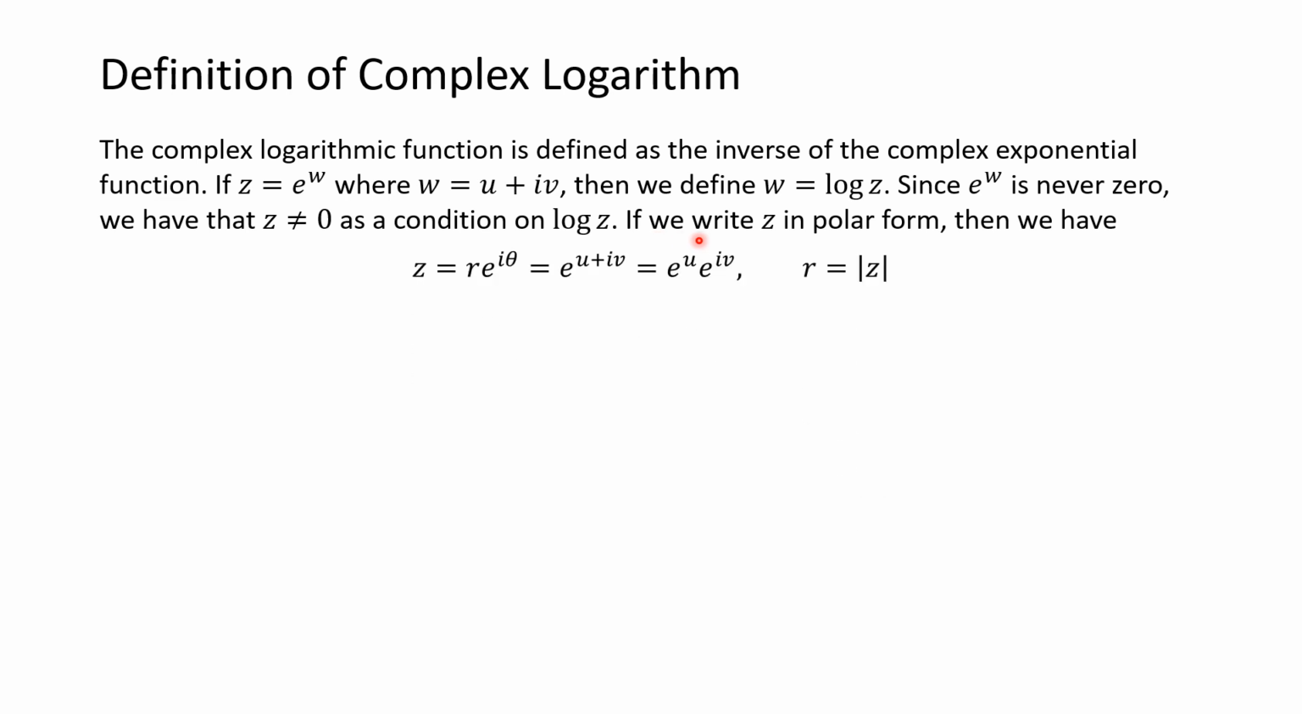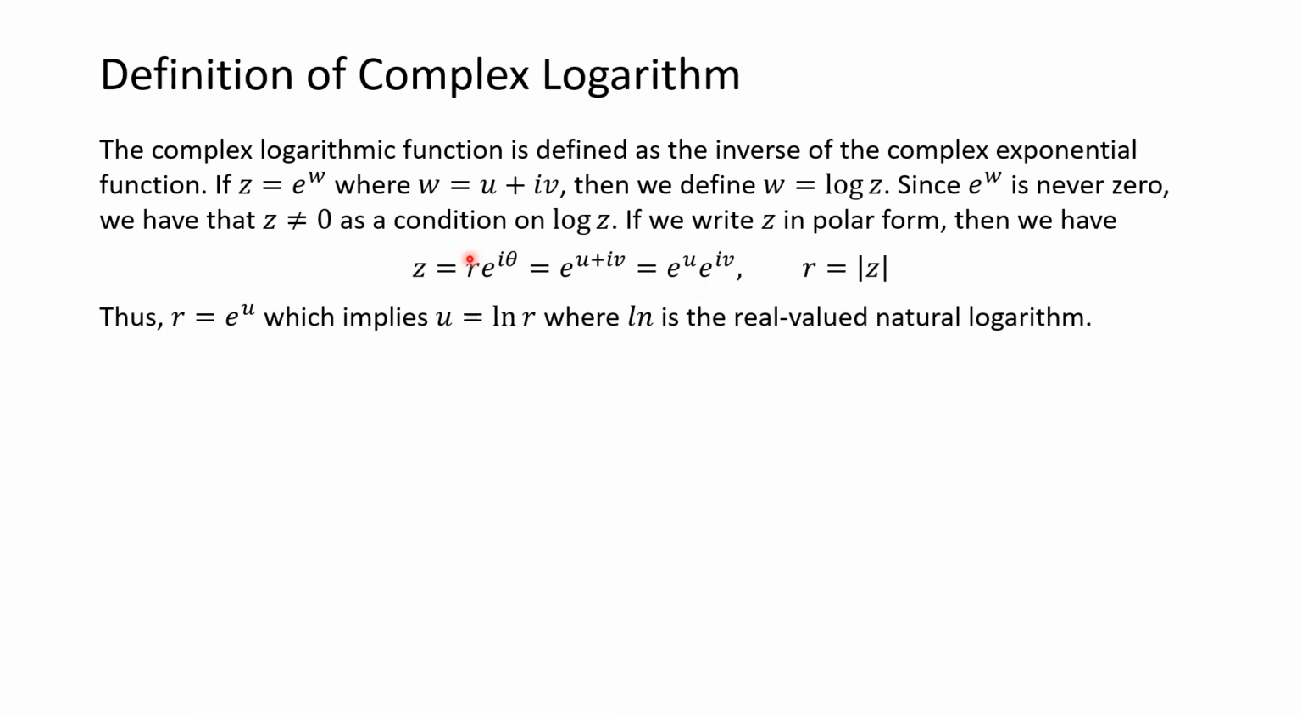We can write z in polar form. Here, r e to the i theta, where r is the modulus of z. And then we can write z using the definition of w here. We can break this as the product of e to the u times e to the iv. So if we just look at the modulus here, r equals e to the u, which implies just from real valued logarithms that u equals the natural log of r. So that gives us the first part of our logarithm.